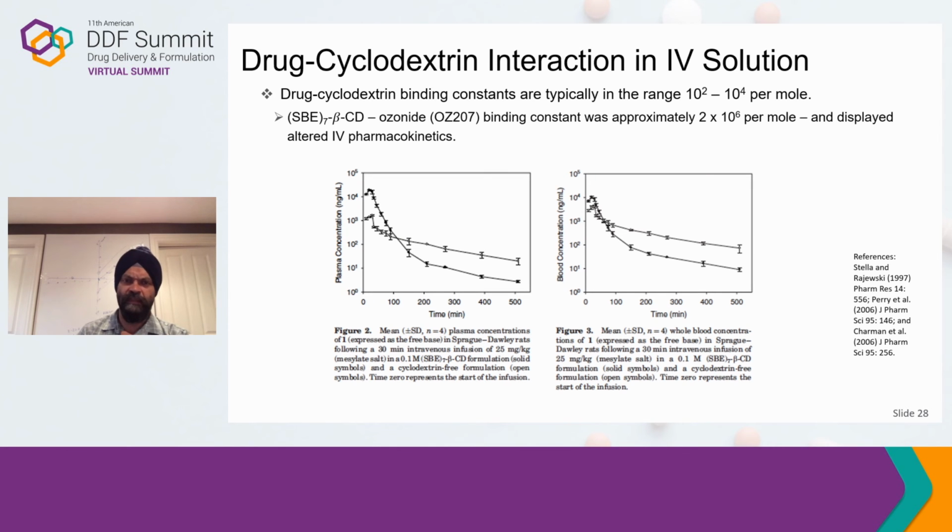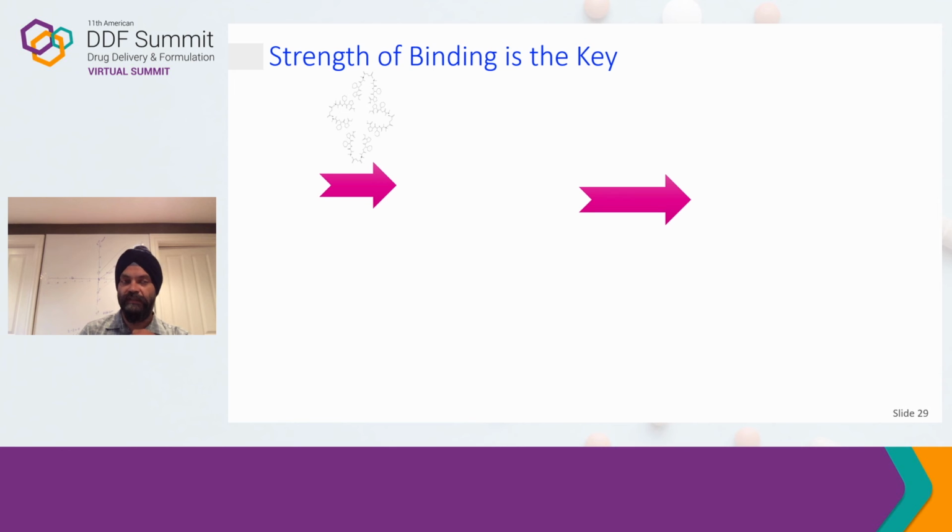Now, drug cyclodextrin interaction in IV solution is known, and these interactions, if they are so strong, they will influence in vivo PK, and this is a literature example. The example that I am citing here is not just our case study. The way we understand this drug cyclodextrin is that the strength of binding is actually the key.